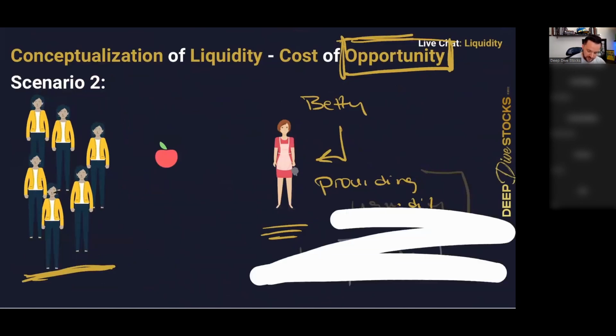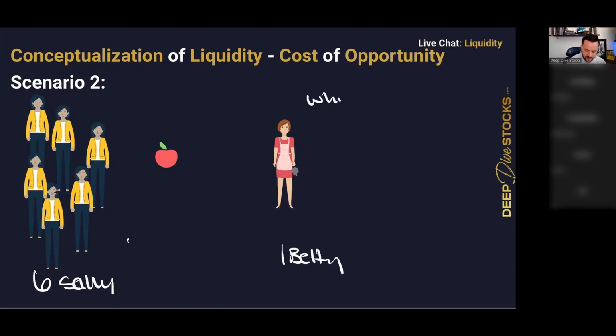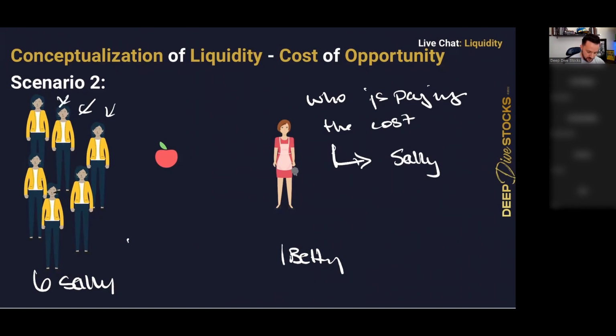But just to pinpoint exactly, in this situation, so we have 6 Sallys, 1 Betty. Who is paying the cost? So this is just the original example. Who's going to end up paying the cost of the opportunity to trade here? And it's going to be Sally, right? One of these Sallys is eventually going to capitulate and go down in price to whatever Betty set her bid. So Sally is incurring that cost of opportunity.